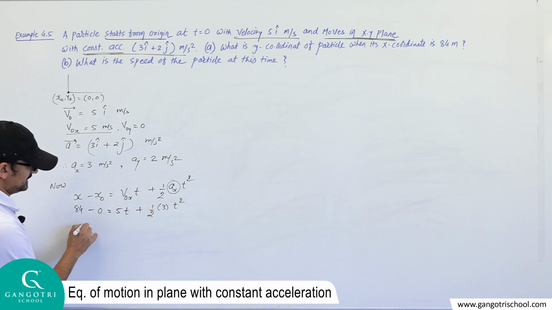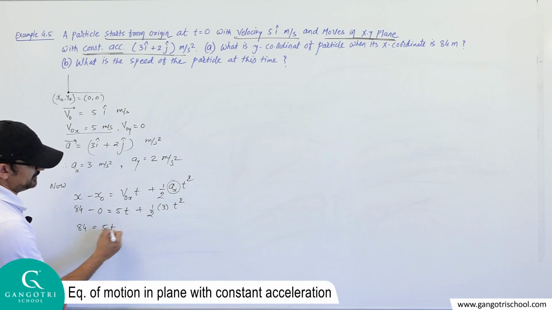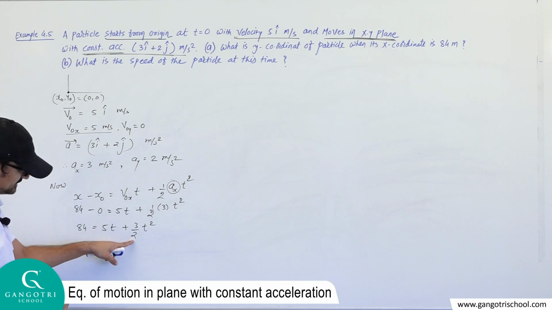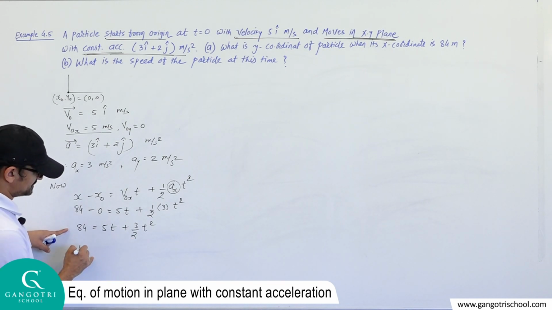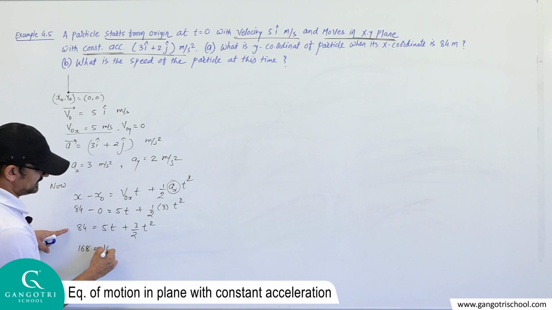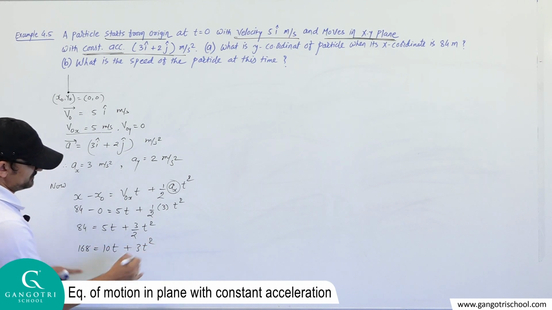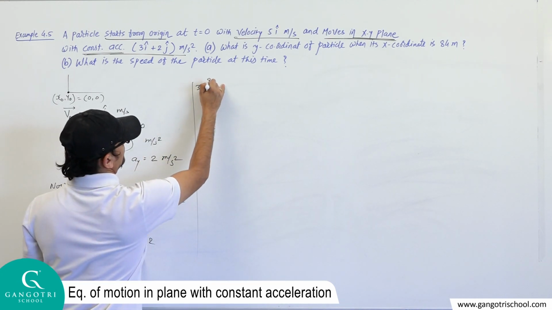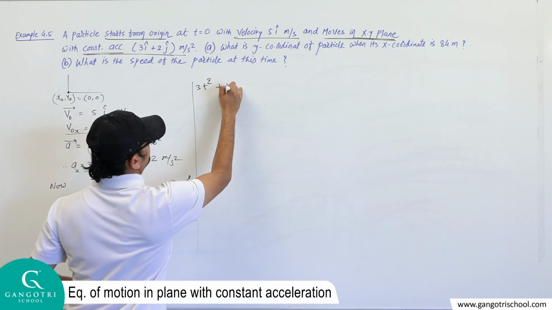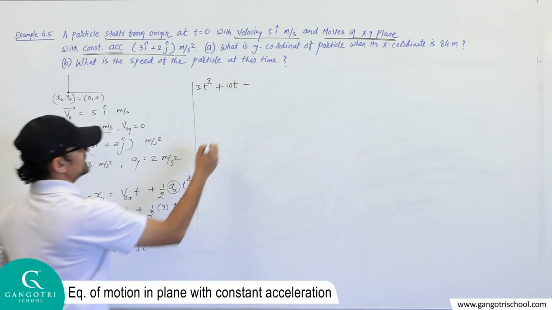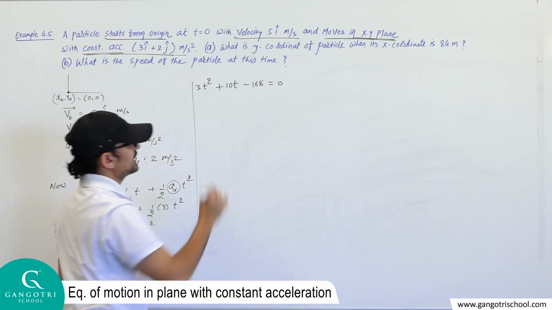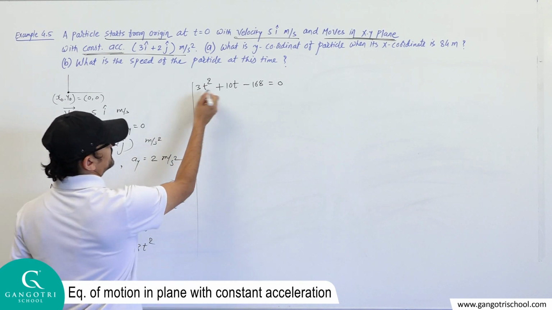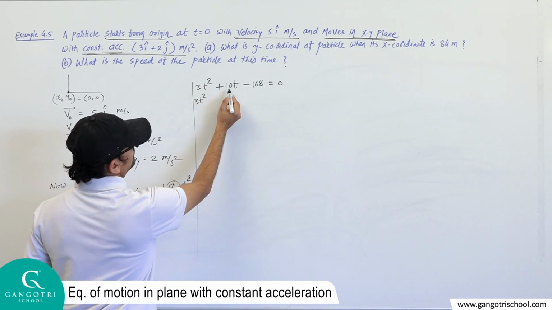Let's simplify. 84 is equal to 5t plus 3 by 2 t square. Let's take the multiplication: 84 twos are 168, 5 twos are 10t, plus 3t square. Now this equation can be written in this way: 3t square plus 10t minus 168 is equal to 0. Now here we need to take the factors of this equation. We can write this equation in this way: 3t square plus 10t.